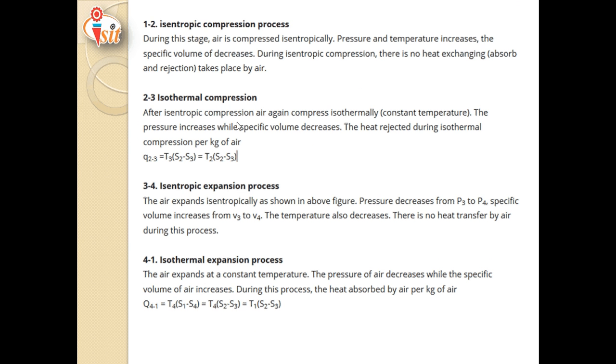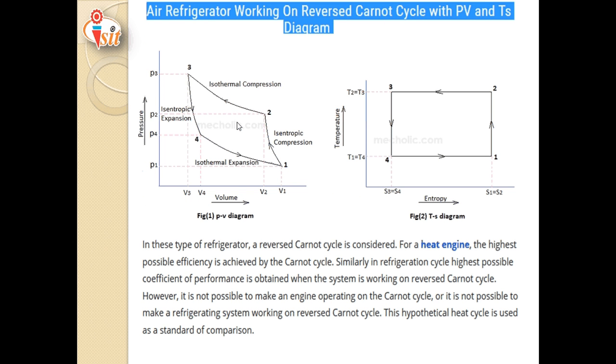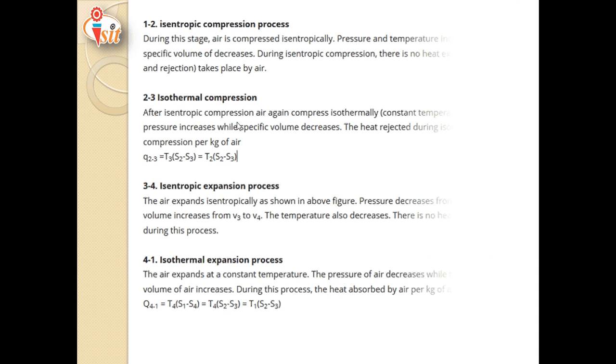2 to 3 isothermal compression. After isentropic compression, the refrigerant is again compressed isothermally at constant temperature. The pressure increases while specific volume decreases. Heat is rejected during isothermal compression, and the rejected heat is Q2 to 3, equal to T3 into bracket S2 minus S3. This process can be shown with the help of the 2 to 3 curve on the PV diagram and the 2 to 3 horizontal line, that is isothermal curve, on the TS diagram.